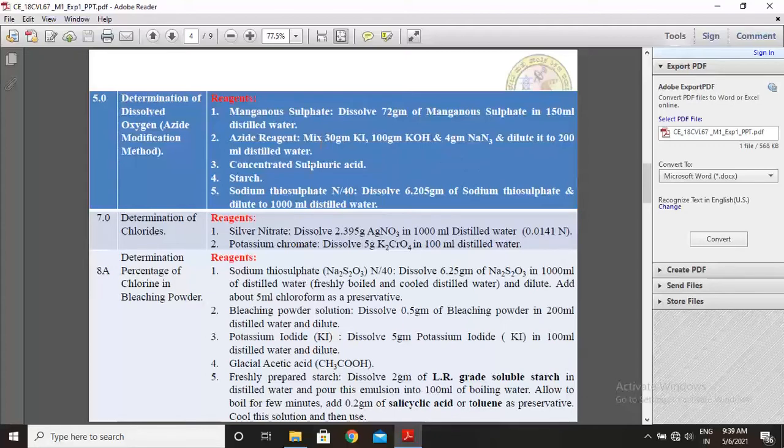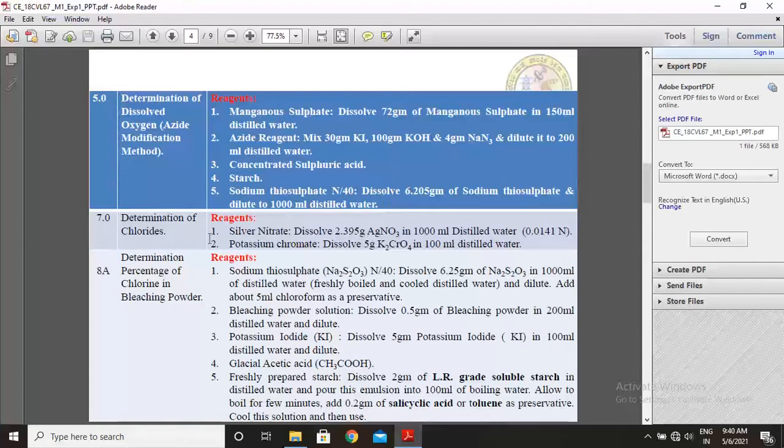Next, procured concentrated sulfuric acid. Next, starch. Next, sodium thiosulfate N/40 normality. To prepare this, dissolve 6.205 gram of sodium thiosulfate and dilute to 1000 ml distilled water. So these are the reagents prepared to complete DO by azide modification method.